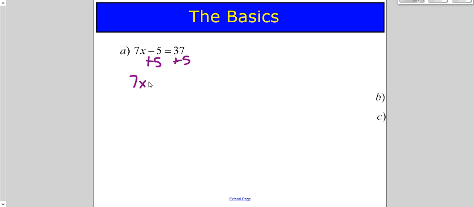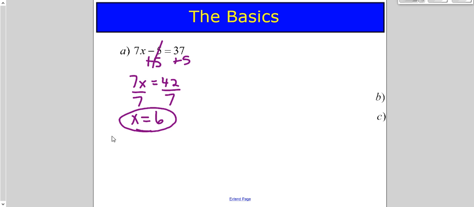That leaves me with 7x. And then we have -5 plus 5, which is 0, so that's gone. And then we have 37 plus 5, which is 42. From there, I can divide by that 7 in front. If I divide each side by 7, I get 7 divided by 7, which is just 1x, and 42 divided by 7, which is 6. So that means my answer must be x equals 6.